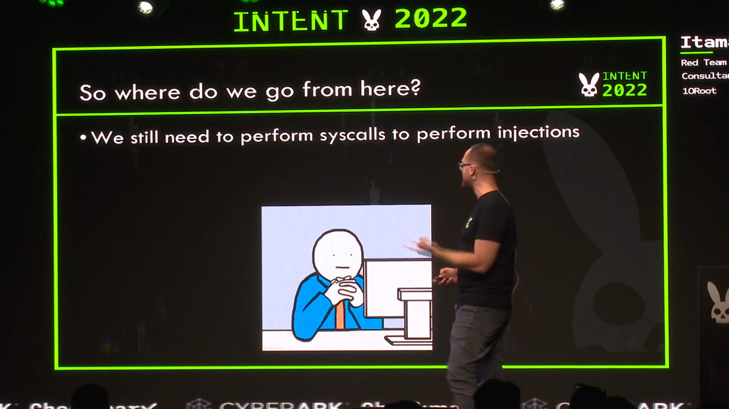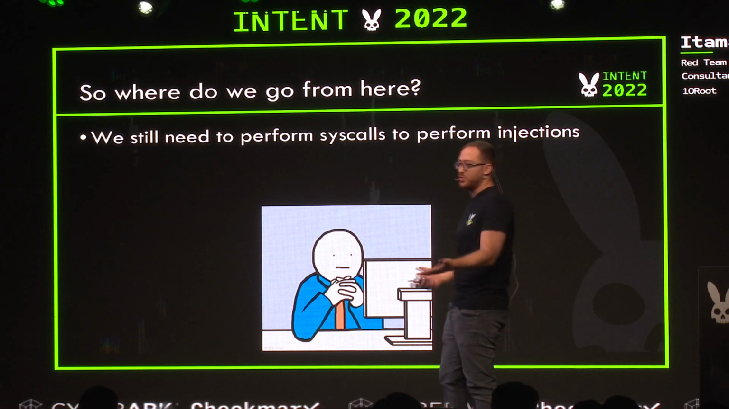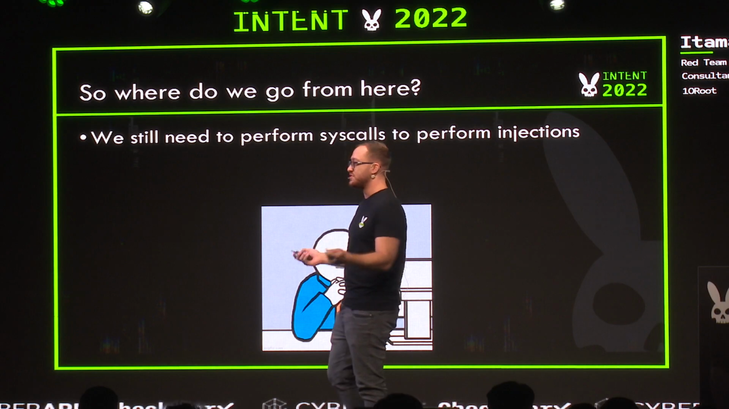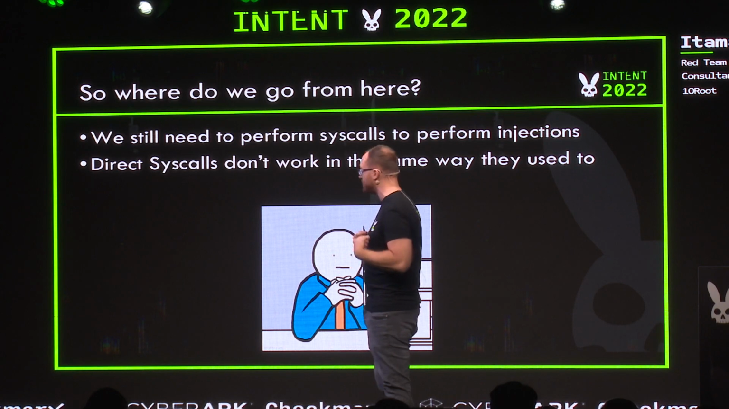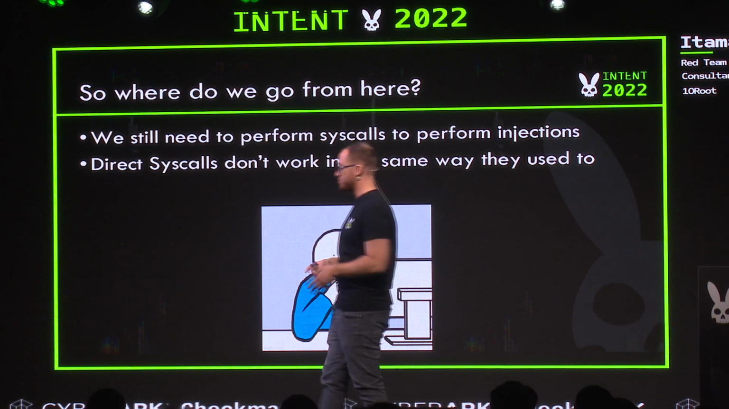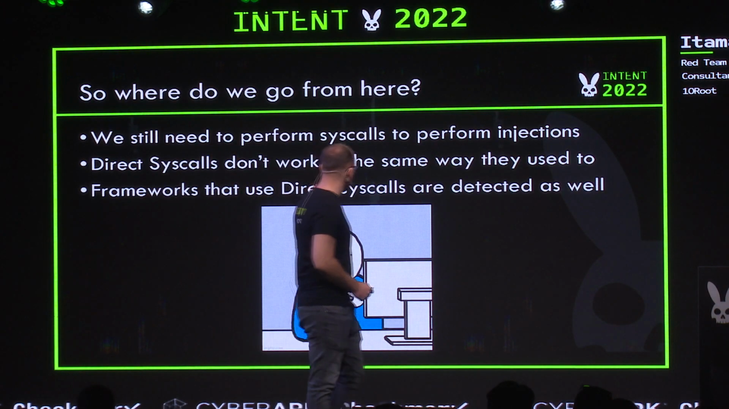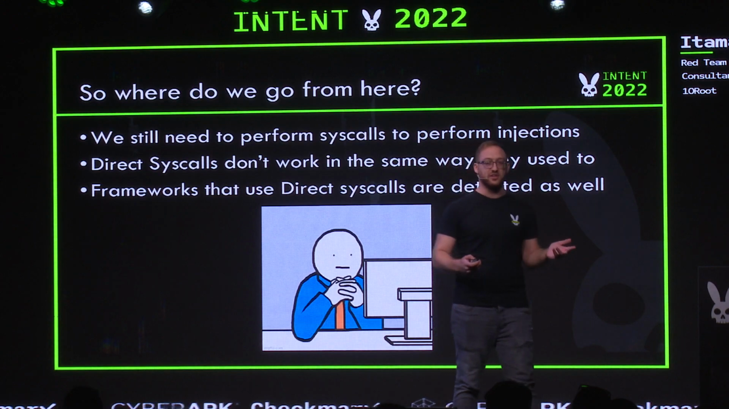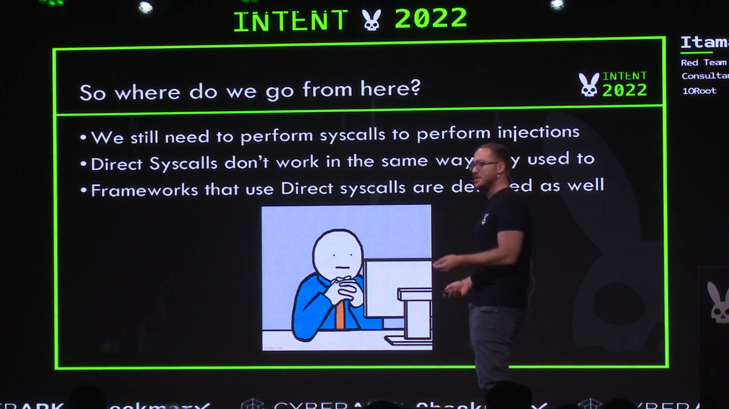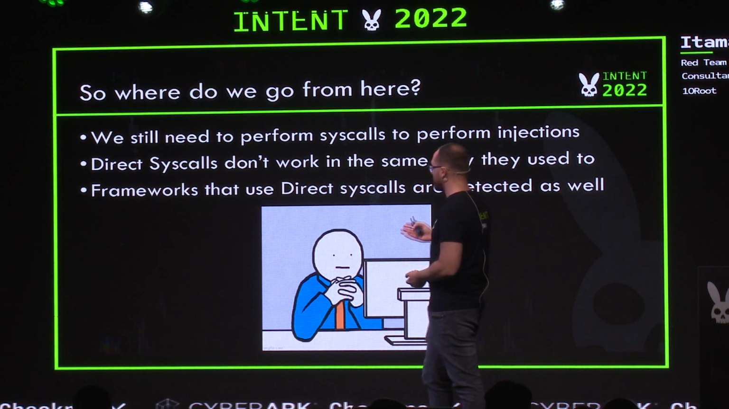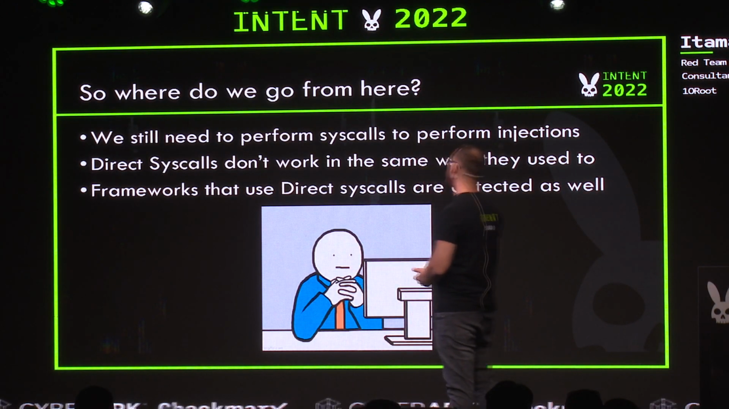The first thing we thought about is that we still needed to perform syscalls. For example, if we still want to perform injections, we still need to operate in the same way. The second thing was that we need to really take it into our heart that direct syscalls don't work in the same way they used to. And the third thing was that even frameworks that use direct syscalls are detected as well. So the most common framework for using direct syscalls, for example, is SysWhispers, and we saw that code that contains that C-generated code from SysWhispers has been detected as well.